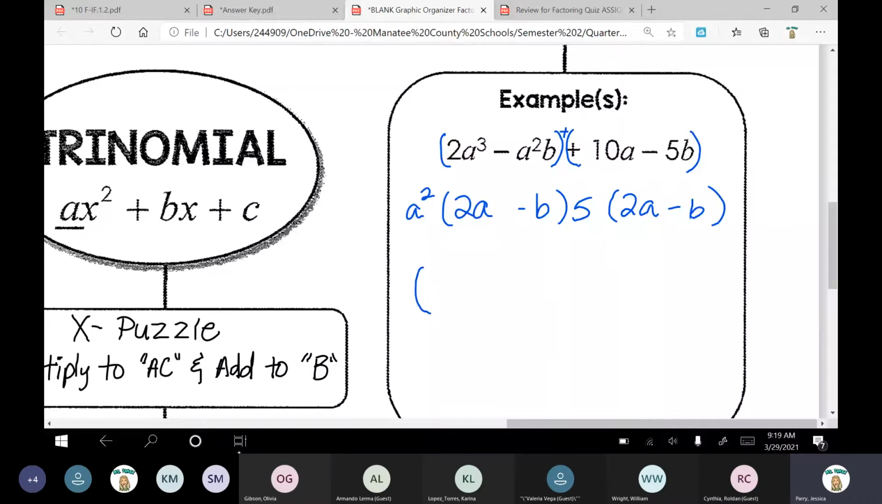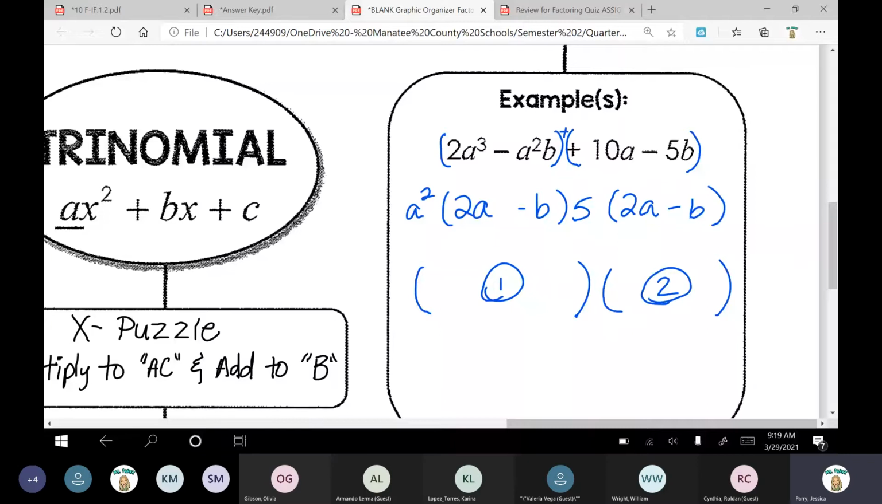Let's draw our two sets of parentheses again, one last time. And remember, when you're doing this, if you can, you want to put it in standard form where the highest exponent goes first. So let's see here. What can I put in the first set or the second set of parentheses? Go ahead and tell me, what should I put in the first set of parentheses?